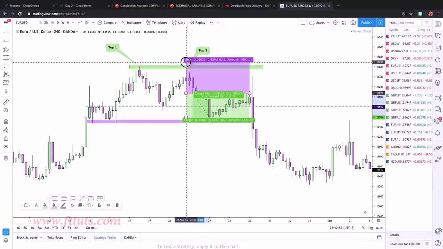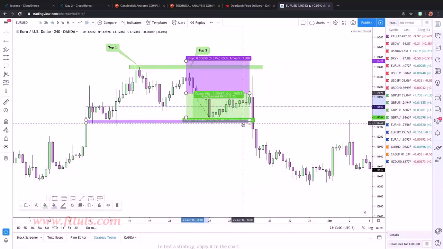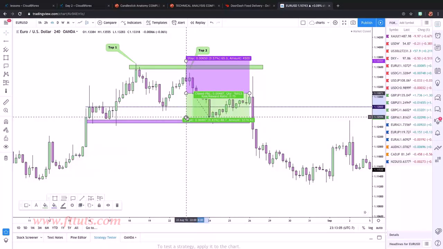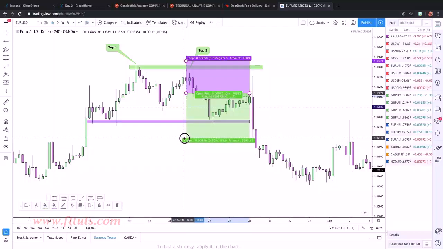So we're going to put our stop right above. Again, not too close. You don't want to get stopped out. That happens to a lot of people. They set their stop loss too close and then they get stopped out. And then the market goes their way. It's happened to me a couple times and it's super frustrating.